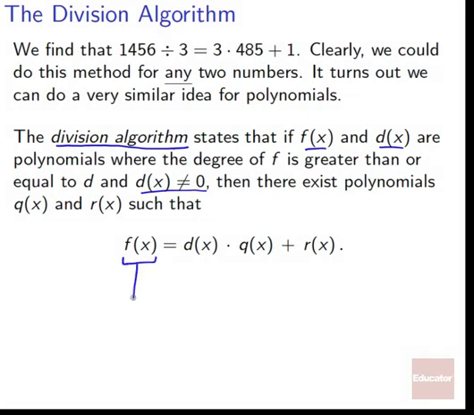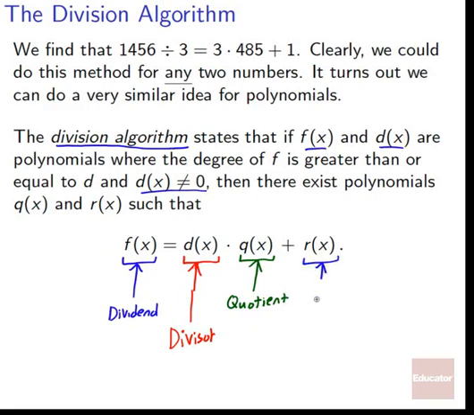F of x is the thing being divided. So the thing being divided is our dividend once again. The thing doing the dividing is the divisor. What results after we've done that division is the quotient. And finally, what's left at the end is our remainder.